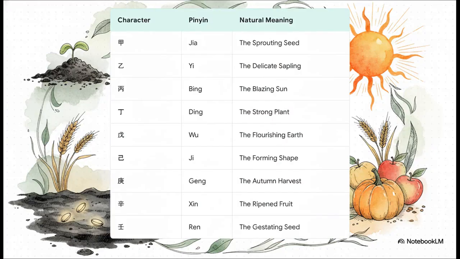And here they are. What's so amazing about this is how poetic it is. We start with Jia, that's the sprouting seed just breaking through the dirt. Then we have Yi, the delicate little sapling reaching up for the sun. Bing is like the blazing peak of summer, just pouring down energy. As we move through the cycle, we get to Geng, which is the autumn harvest, and Xin, the ripened fruit, the result of all that work. And the cycle finishes with Ren and Gui, where the seed is back in the earth, just gestating, storing all that potential, getting ready to start all over again. It's a whole story of creation in just 10 characters.